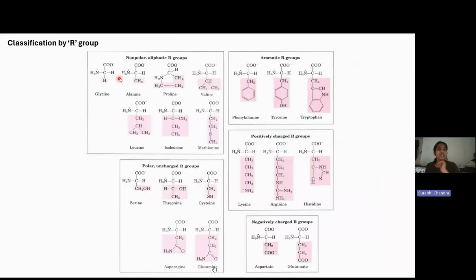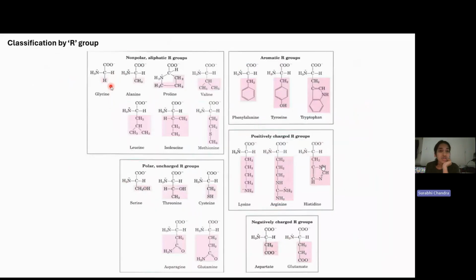Then you have asparagine and glutamine, which are polar residues because of the presence of these N atoms with lone pairs. And then the next comes positively charged R groups, where you have lysine, arginine, histidine. Lysine, because you already have the NH2 attached to the C alpha carbon, and the R group also has another NH2 group at the end. Similarly, you have arginine, which again has NH2 here, and histidine has a heterocyclic ring here also.